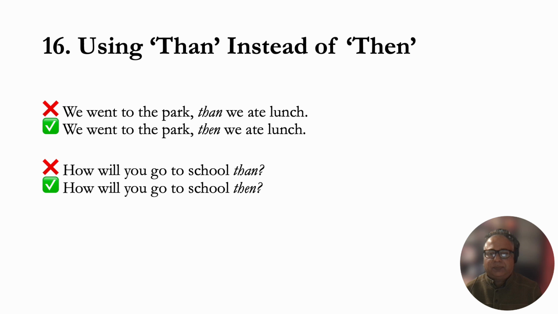Using than instead of then. Now this may be a spelling error, and I know if you use Microsoft Word or Google Docs, the word processor will not correct these errors. Sometimes they highlight in red if you misspell a word, but then and than are both correctly spelled, yet they're not interchangeable. We went to the park, comma, then we ate lunch, right? We went to the park, comma, then, not than, we ate lunch.